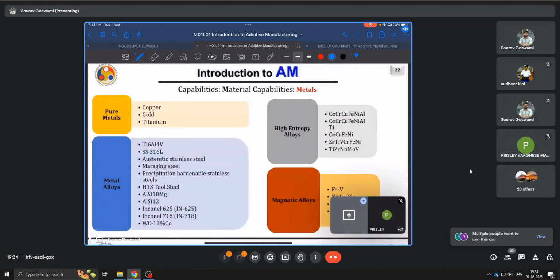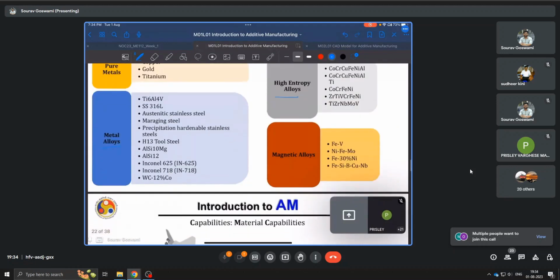Metals, of course, mostly I work with metals, metal alloys, high entropy alloys, magnetic alloys, yes. In fact, it is also possible to manufacture components using additive manufacturing technologies which have a variation in magnetic properties along a chosen direction. So FGM with a variation in magnetic properties have been made.